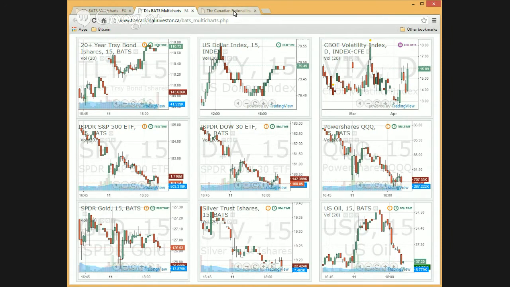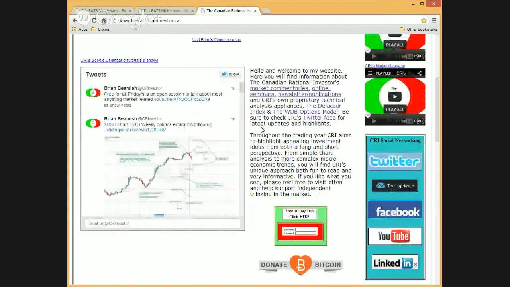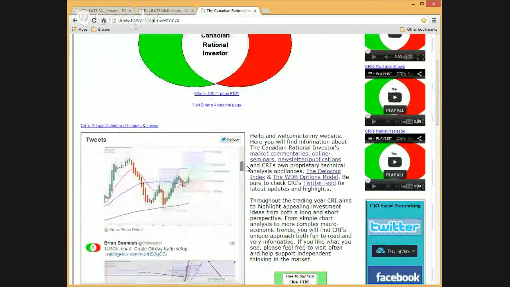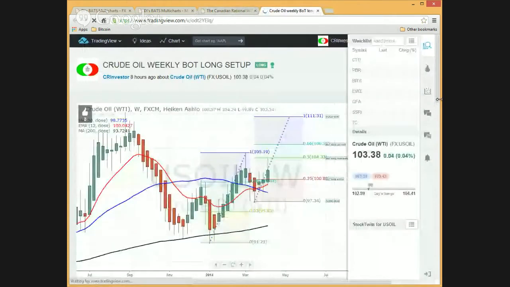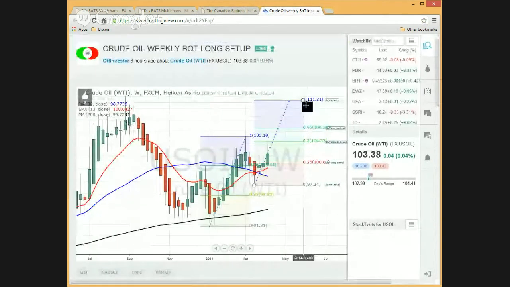That's been sort of my day. As I said before, we had options expiry today, so there were some interesting issues there. It looks to me like crude oil is putting in a bullish ABCD pattern on the weekly charts. If that's the case, then our target is about 111.31. Nice fractal bottom here. You can see the bull ABCD.